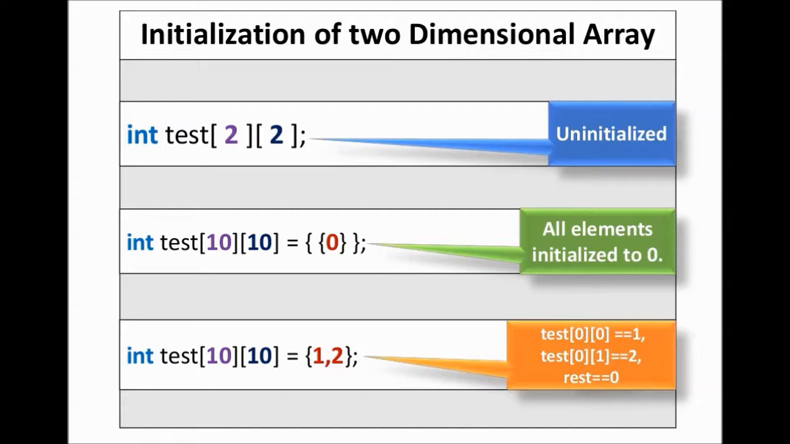In the second one, all elements in the array become 0. We store zeros at each value of this array. And in the third one, we store only two values in the array, 1 and 2. 1 is stored at position [0][0], and 2 is stored at position [0][1], and the remaining elements of this array become 0.